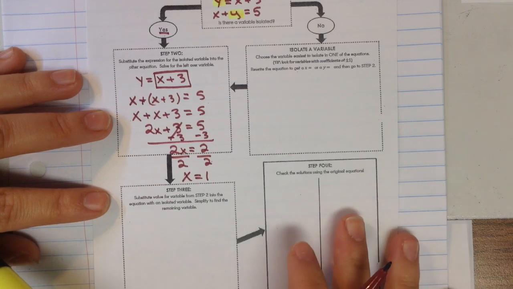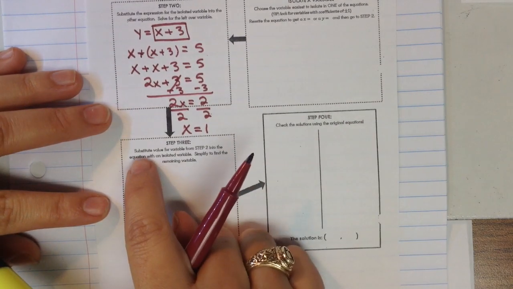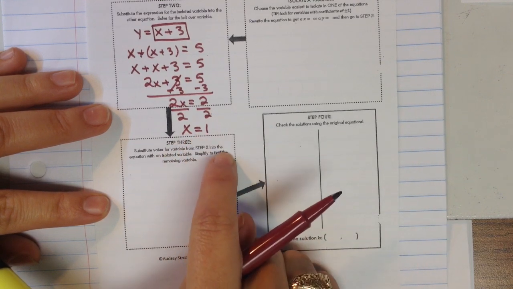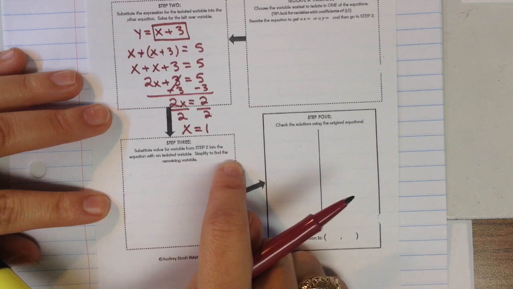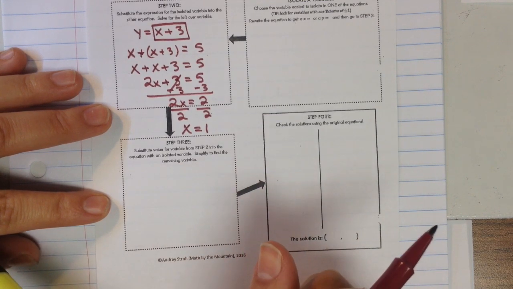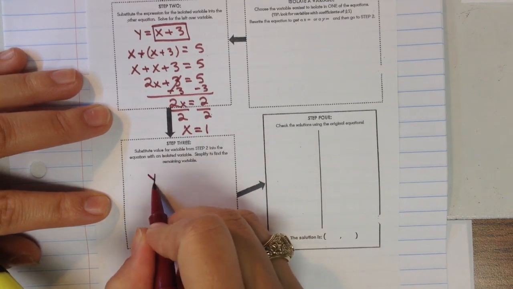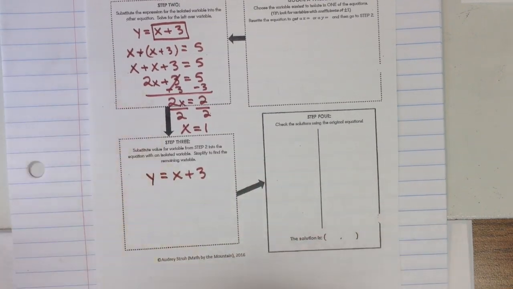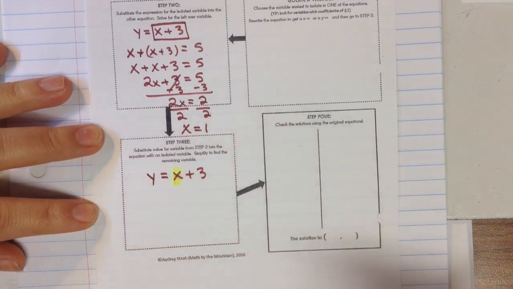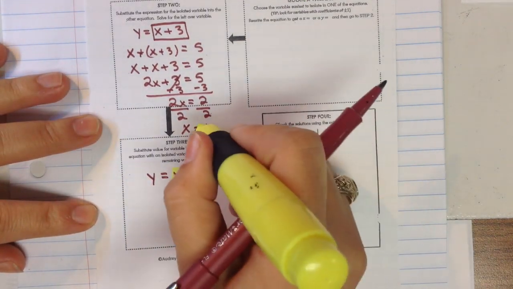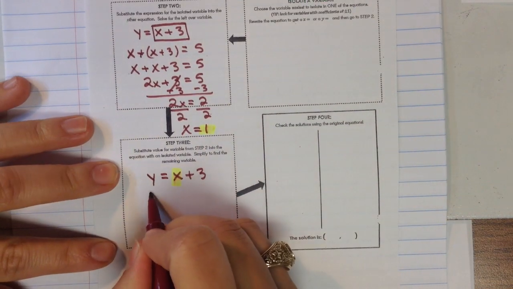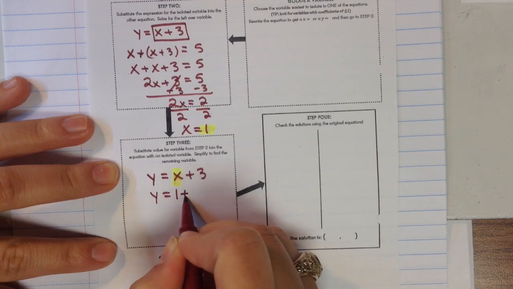Now we move on the flowchart down to step 3. Step 3 says to substitute the value for the variable from step 2, this right here, into the equation with an isolated variable. Simplify to find the remaining variable. So here is the original expression that we did not substitute in. But we now know a value for x. It's 1. So I can substitute, or replace, that x with 1.